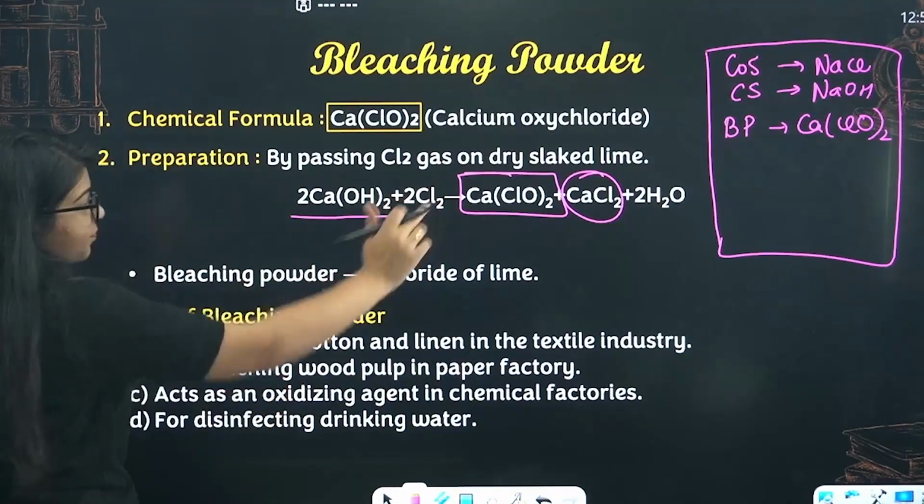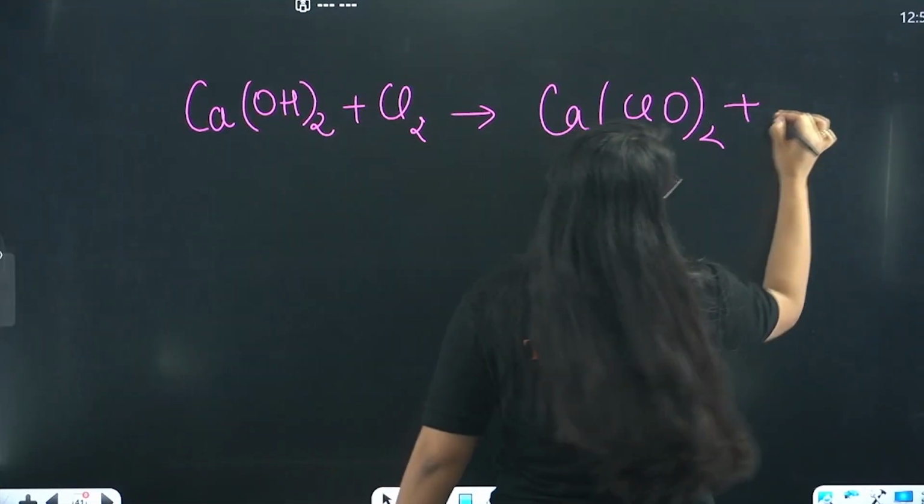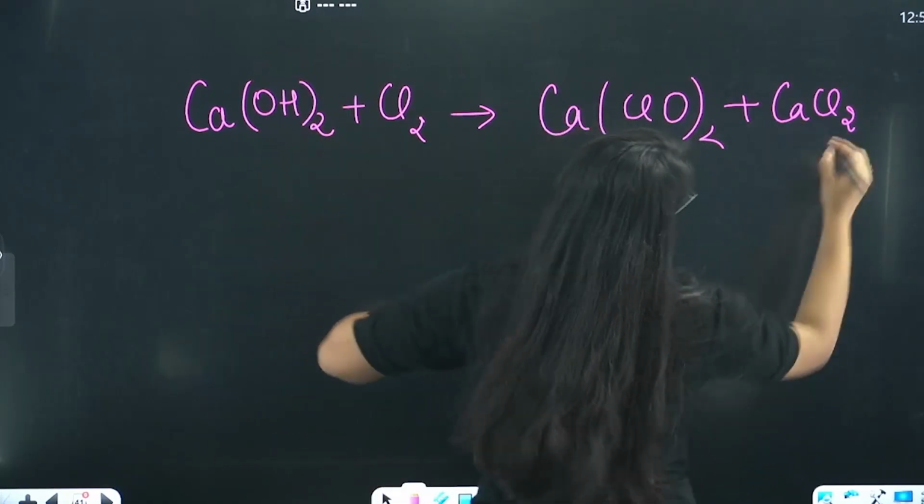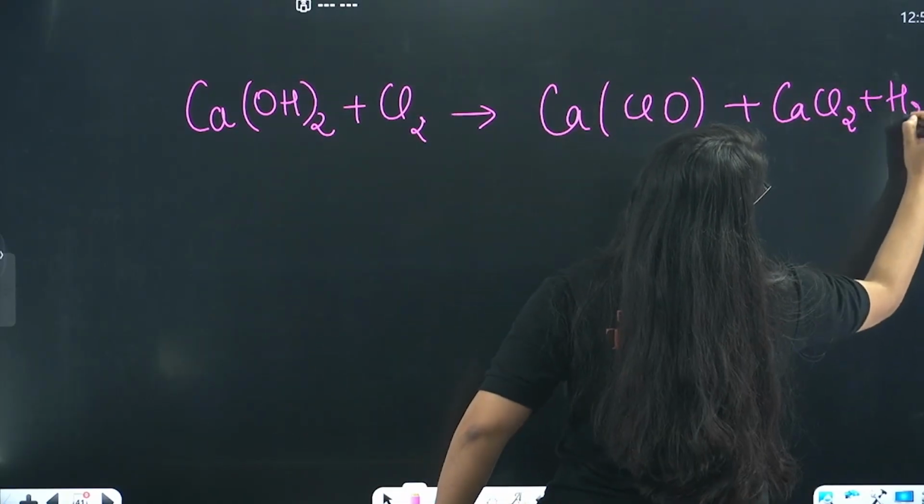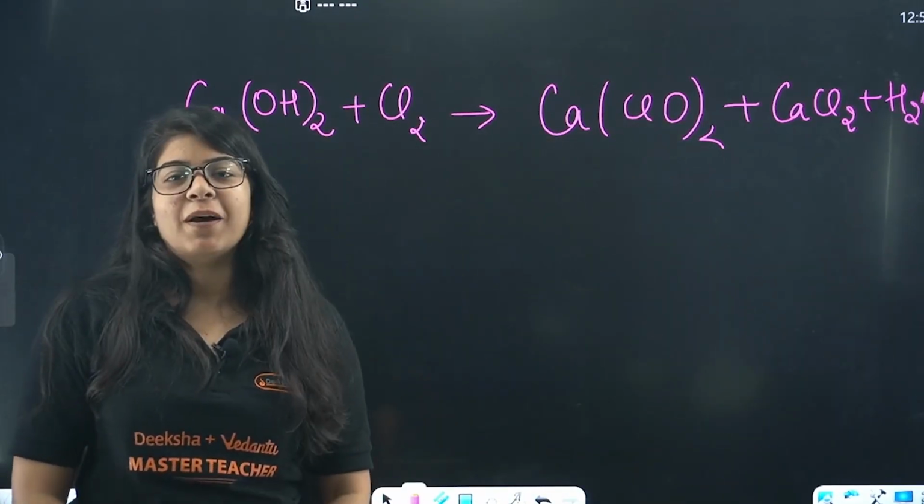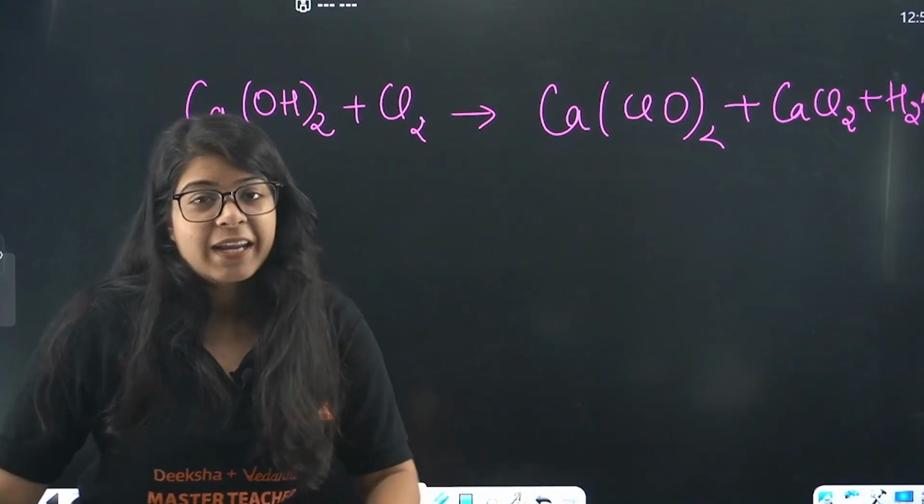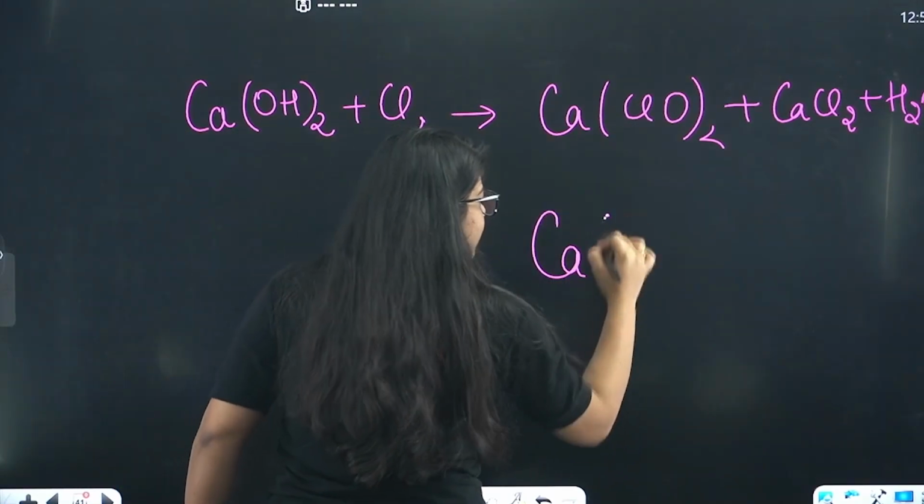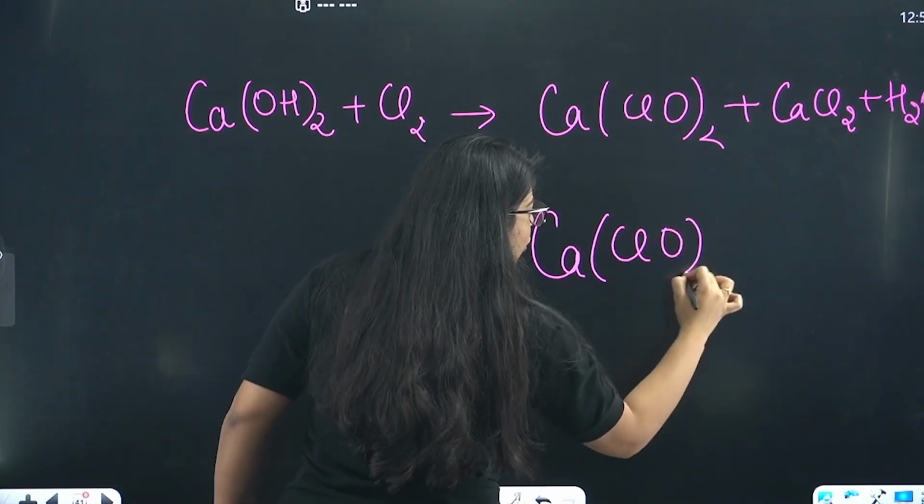So we get CaCl2 as well, and then this H comes out to be H2O. A little bit you still have to remember, of course, it's just a trick, but all you have to do is write down this product, remember this product, CaClO twice.